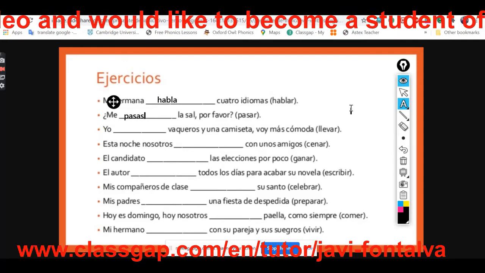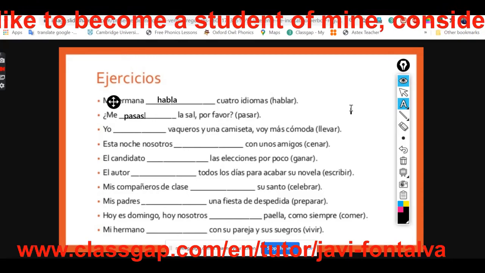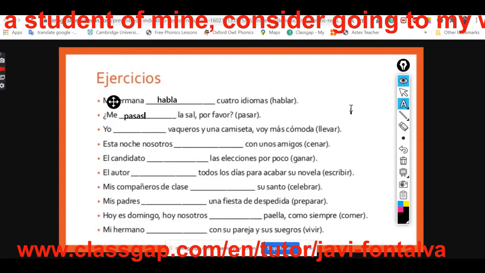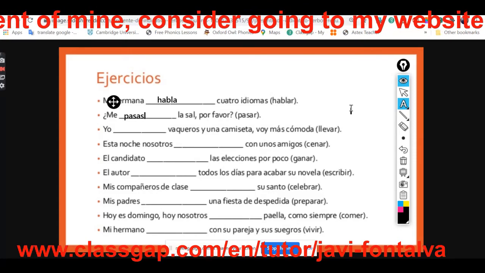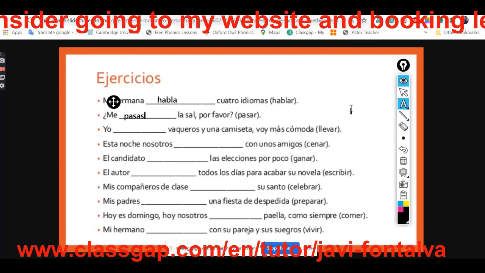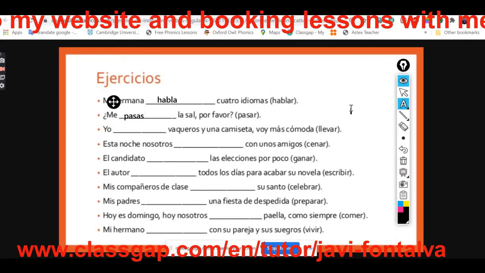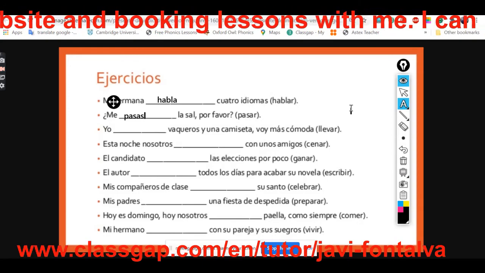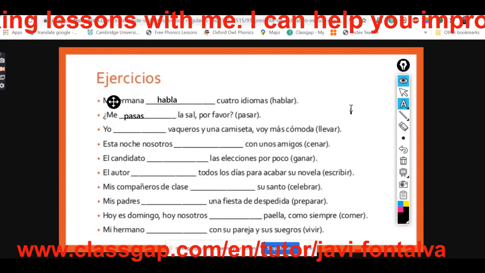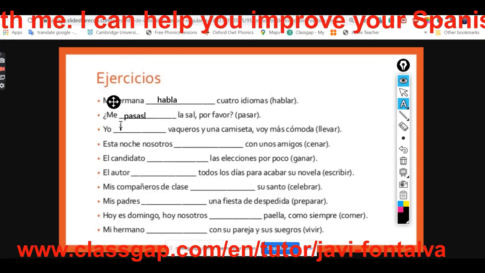So what does this mean? ¿Me pasa la sal, por favor? Pass the salt, please. Can you pass me the salt? In English you would say, could you pass me the salt, please? But notice, in Spanish it's not really necessary to say could you. So actually, literally what it says is like saying, you pass me the salt, please? Something like that, right? Okay. All right, next one.